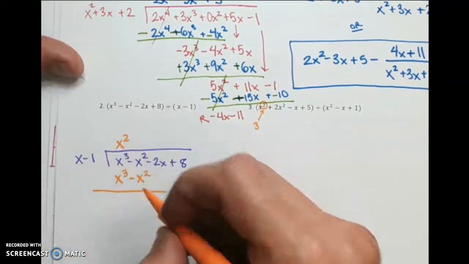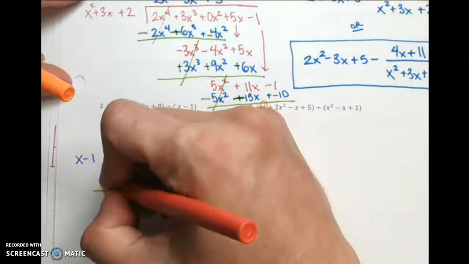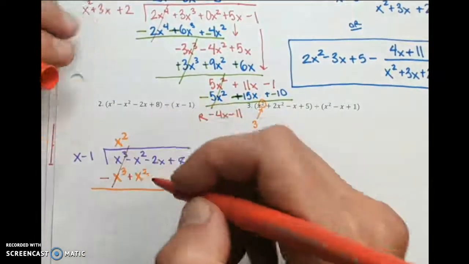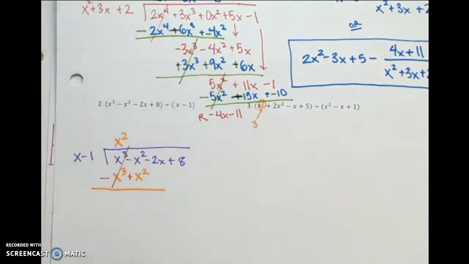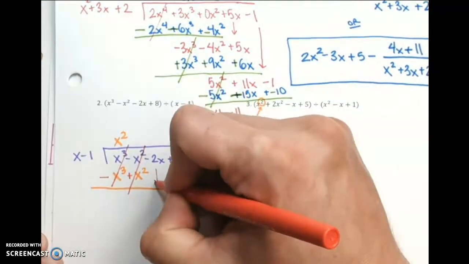Okay. I'm going to subtract. So what happens is I change my signs. That becomes negative. That becomes positive. Okay, that cancels out. And now, what happens to the x squared? Well, that cancels out too.